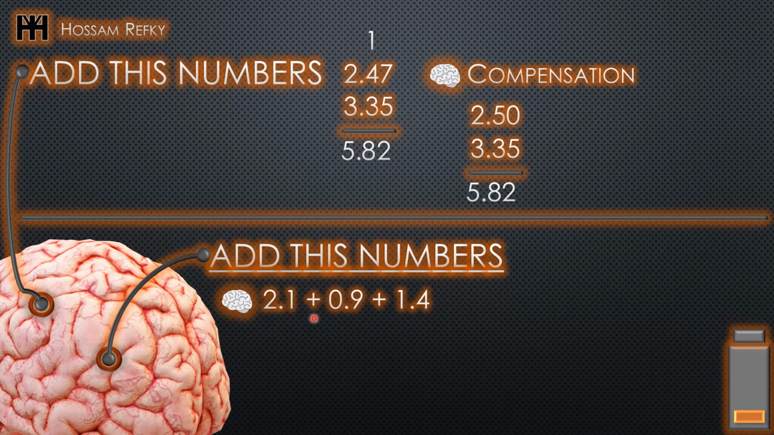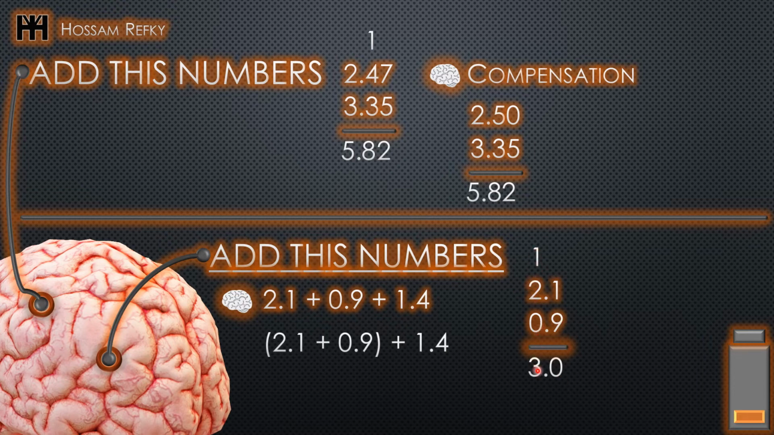Okay, we have 2.1 plus 0.9 plus 1.4. We can use the properties like the commutative and the associative to answer this question. It will be easier if we add the 2.1 and 0.9 first. Let's take these two first. 1 and 9 will give us 10, so we'll put 0 here and the 1 will be here. So 1 plus 2 plus 0, it will be 3. So the answer will be 3 for this part only.